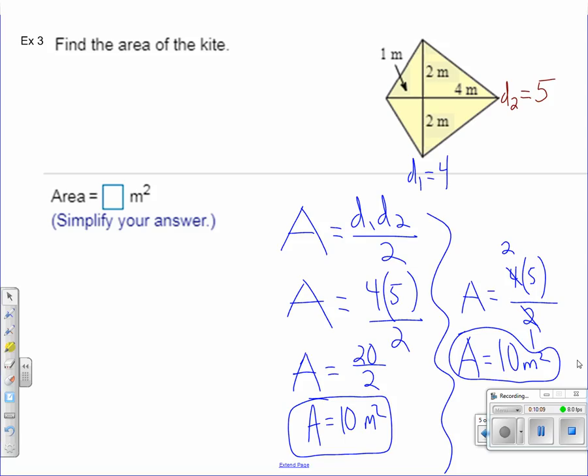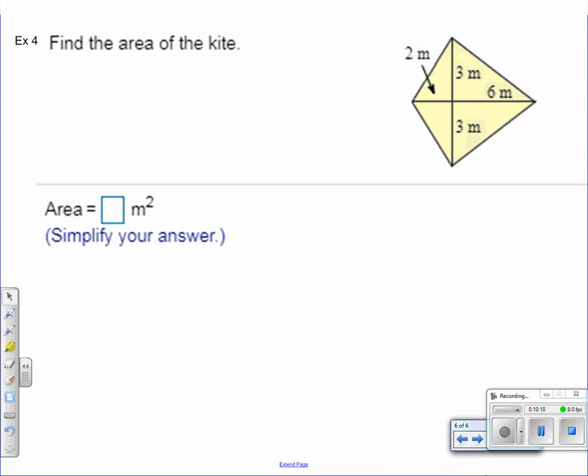All right, now let's do our last example. Let's see what shakes loose with it. Find the area of the kite. So what I would like you to do is to work this problem out on your own. Pause the video, work it out, check your answer. Pause that video right now.